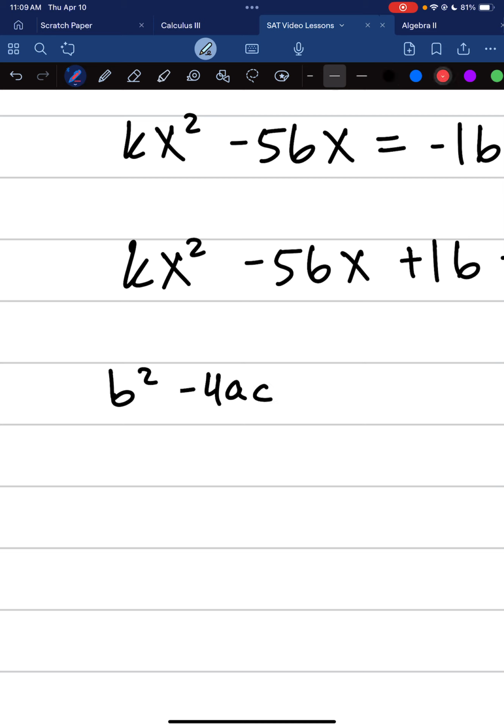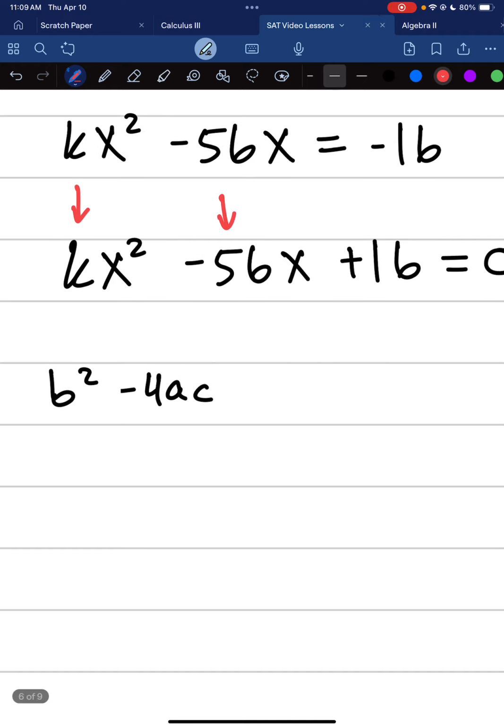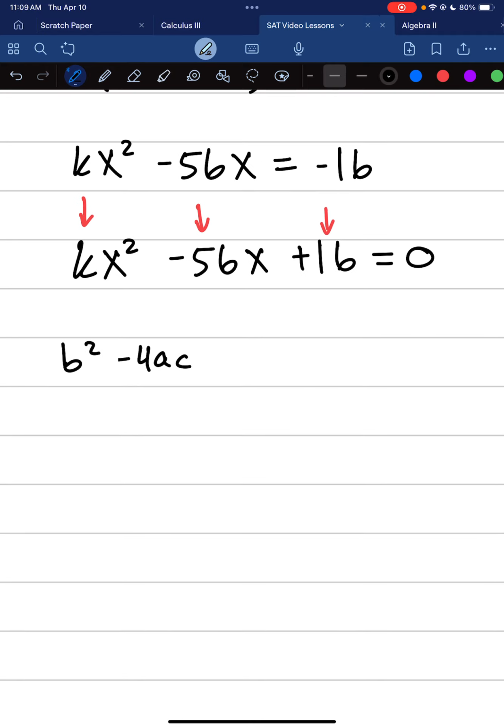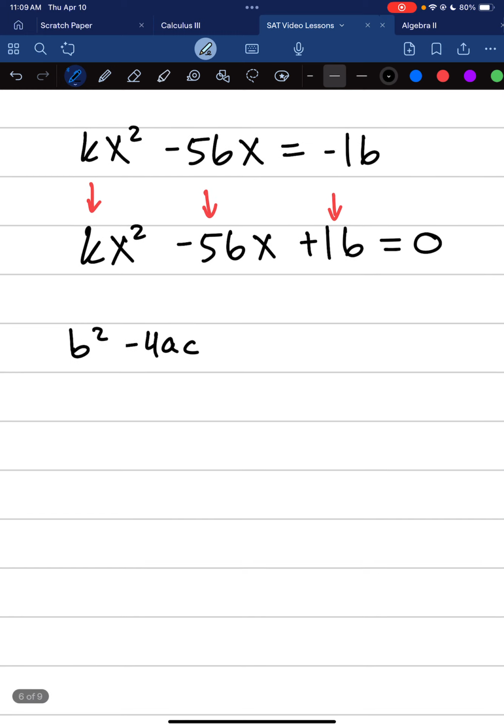So we can see in this case our a value, or our x squared coefficient, is going to be k. Now although we don't know what k is, we do know that it's the x squared coefficient, so it is going to be equivalent to our a value. Our b value is going to be -56, and our c value is going to be 16. Now I'm going to plug those into the discriminant equation, and I end up with -56 squared minus 4 times a, which is k, times c, which is 16. And that's going to be our discriminant, right?